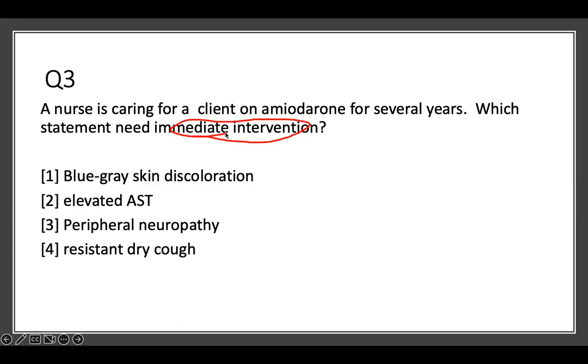An NCLEX question: a nurse is caring for a client on amiodarone for several years. Which of the following needs immediate intervention? So somebody is taking amiodarone and there's something we have to intervene on. If I hear this, I go to my acronym that I use for amiodarone. I have a fancy one, and I call it P-clone, okay?